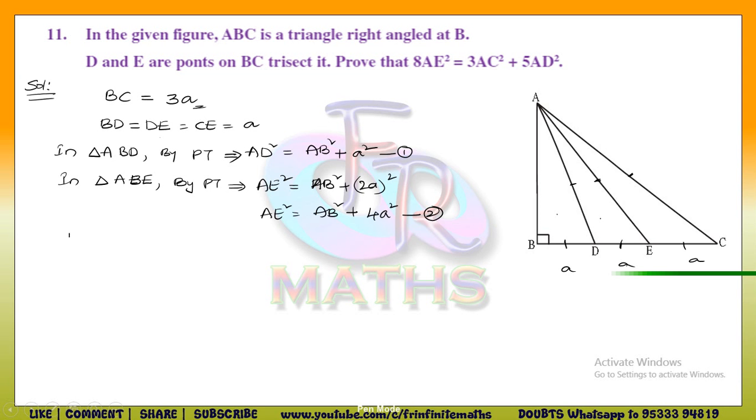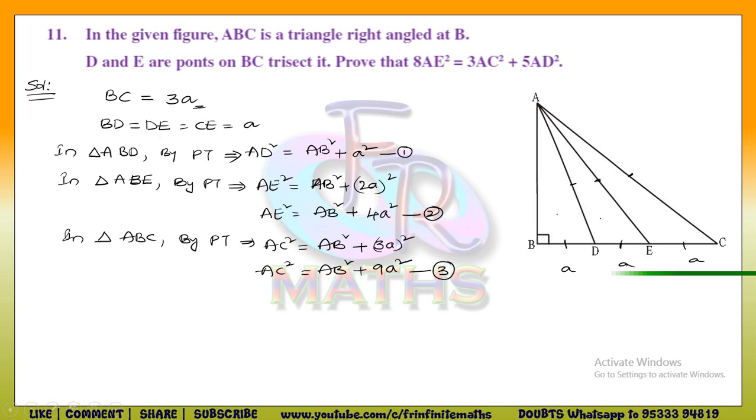Next, moving on to the third one, in triangle ABC. This is the biggest triangle. By Pythagoras theorem I can say AC square is equal to AB square plus this length 3A whole square. Now from this I can write AC square is equal to AB square plus 3 square is 9, so 9 times A square. Let this be equation number 3.